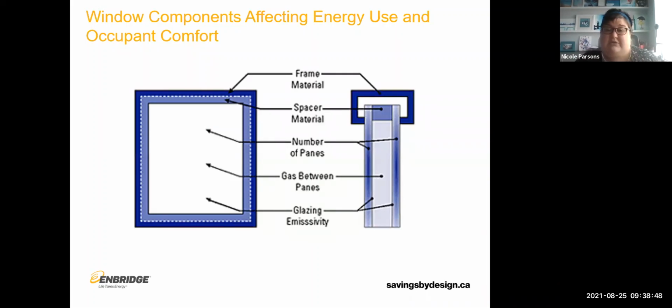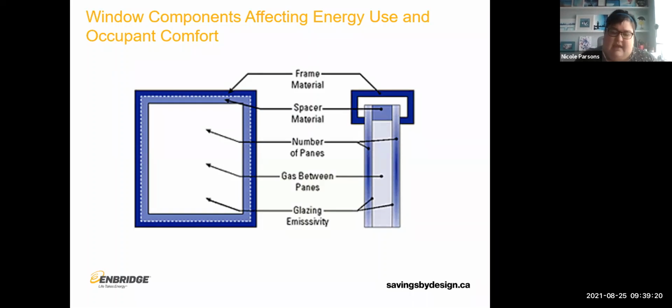We're going to talk about the glazing emissivity. Sorry, we're not going to talk about the glazing emissivity. We're going to talk about the coatings. So instead of emissivity, we're going to talk about the coatings on the glass, but we're not going to get into that much detail, and how they impact things like solar heat gain and visible light transmittance. And the gas between the panes, I don't have anything in detail on that, so we're just going to talk about that briefly before we go on.